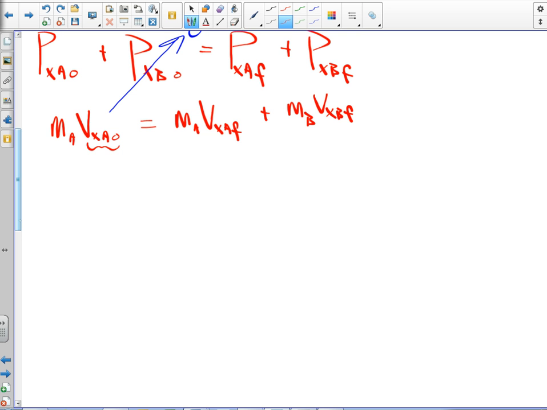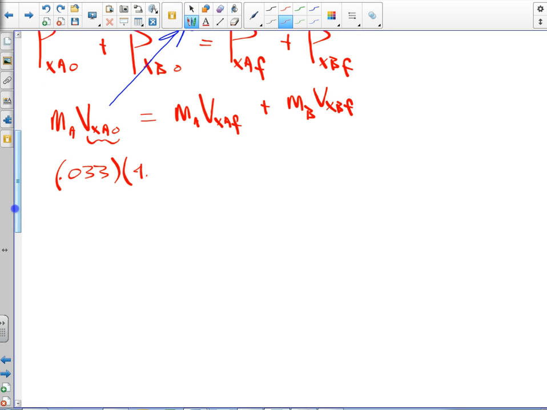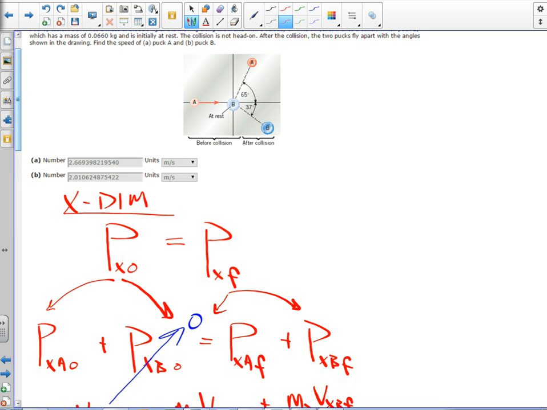Okay, so now I have some numbers I can play around with. 0.033 is A's mass. And they give me its starting velocity, which is all in the x, 4.34. Positive, going left to right. 0.033. Now, the x component of A's final velocity. A's final velocity is in this direction. It has an x component and a y component to it.